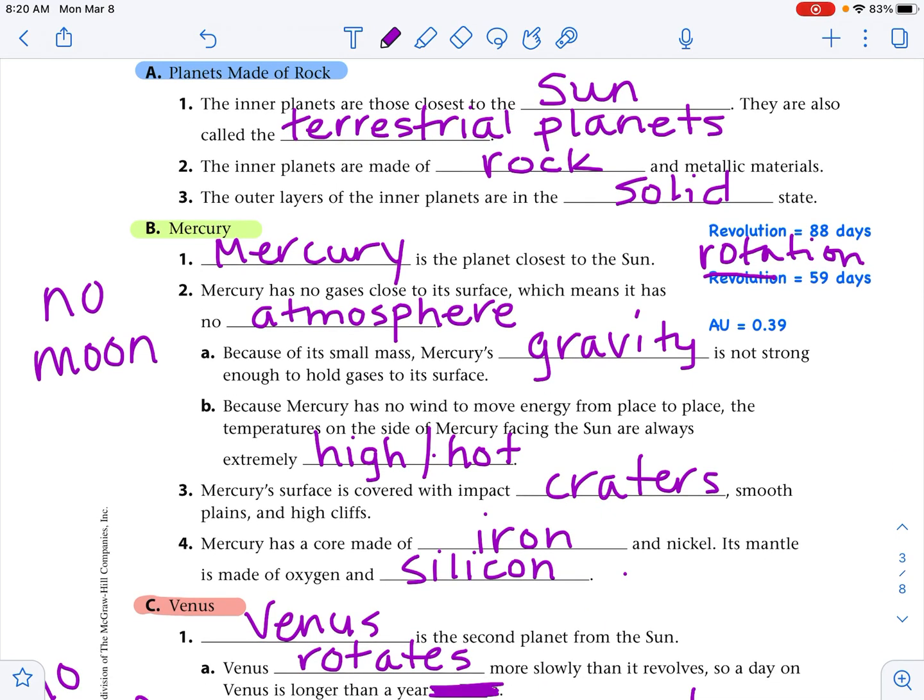Okay, so revolution is 88 days for Mercury. That makes sense because it is so close to the sun. Rotation is 59 days, and the AU is 0.39. Now it's going to be less than 1. Of course it's going to be less than 1 because it's prior to Earth. So the first two planets, Mercury and Venus, they're before Earth. Earth has an AU of 1. So if these planets are lying before Earth, they're going to have an AU that's less than 1.